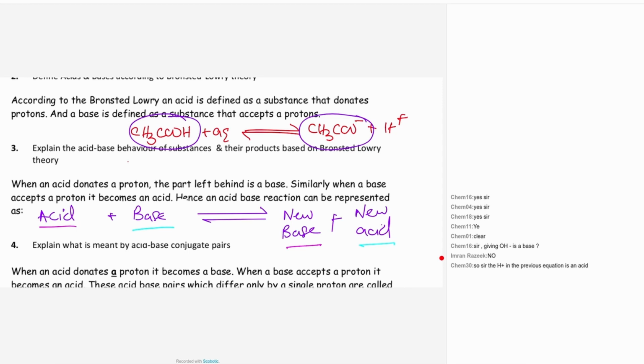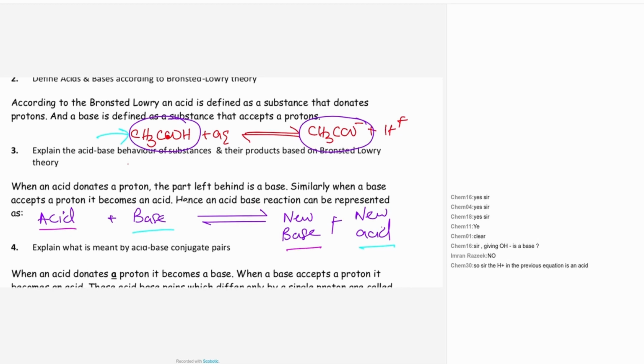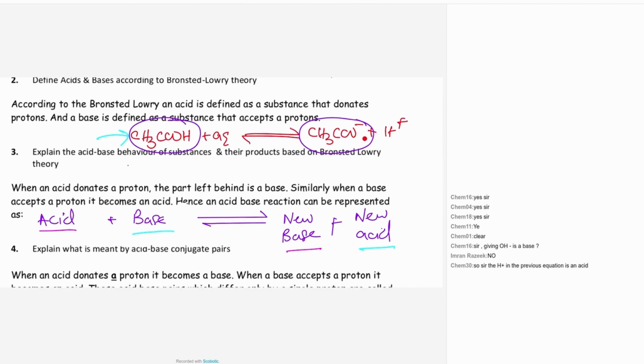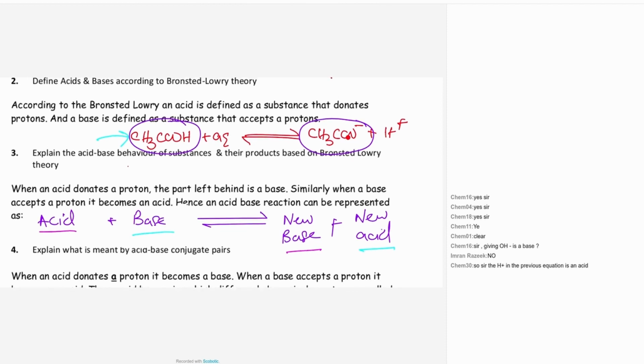Acid reacting with base gives a new base and a new acid. In the previous equation, the ethanoic acid is acting as an acid, according to the Bronsted-Lowry theory, because any substance which donates H plus ions is referred to as an acid. So ethanoic acid is acting as an acid here because it gives H plus ions. Right? As it gives H plus ions, it forms the ethanoate ion.